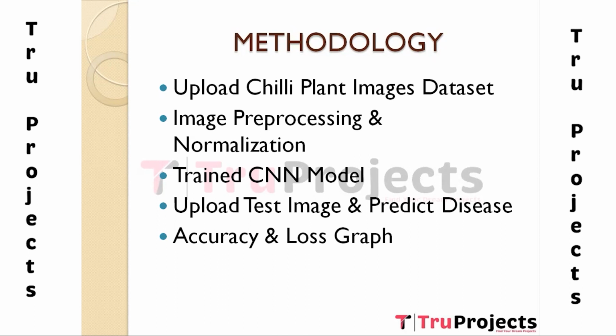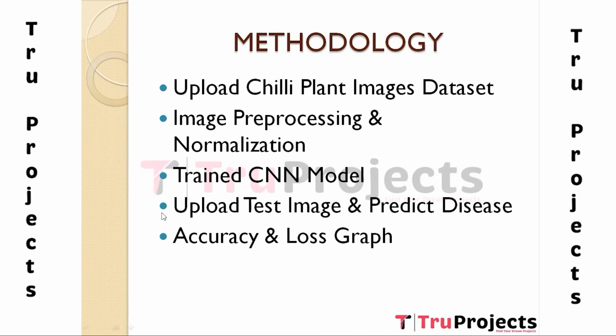The next module, train CNN model. Using this module, we are going to train the CNN model with 80% of the dataset for the training part and 20% of the dataset for the testing part. After applying the 80% training part to the CNN algorithm, we will build the CNN model. Then we are going to test the CNN model and get the accuracy score, precision and recall score.